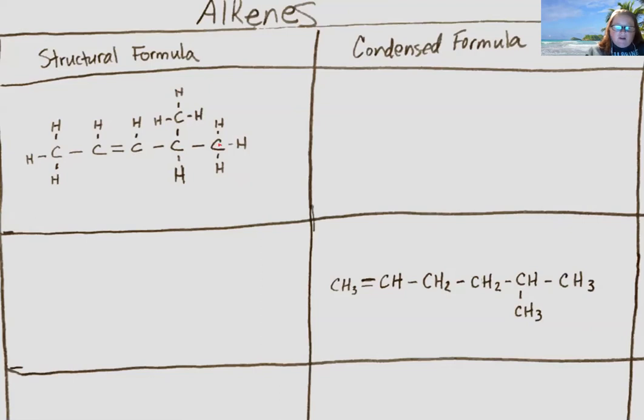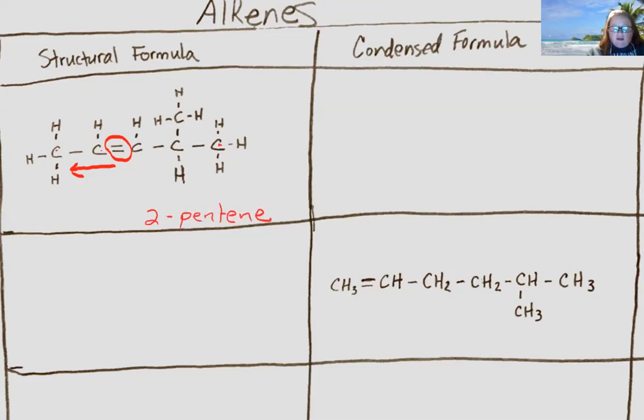But in this case, the double bond, which is right here, is closer to this end, which is where we will start counting from. So since the double bond is connecting the second and the third carbons, and there are 1, 2, 3, 4, 5 carbons, the name of this would be 2-pentene.